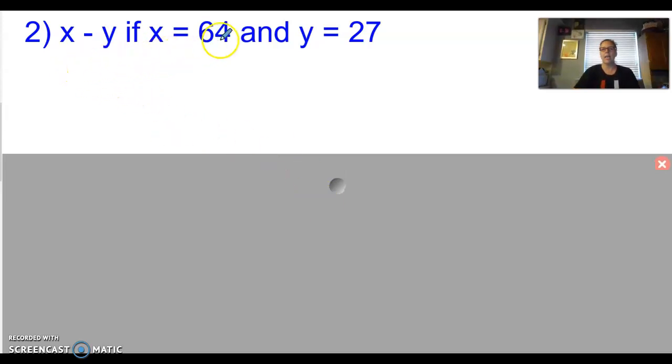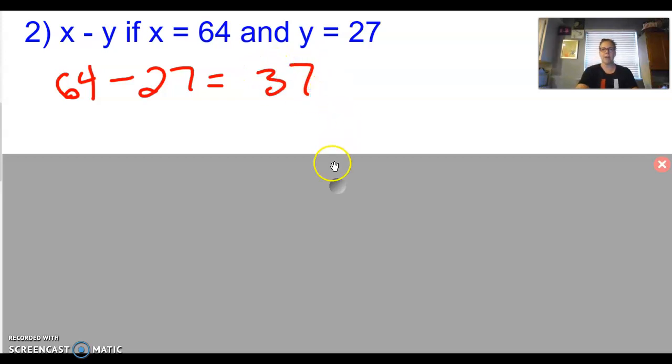X minus Y, if X is 64, so this is really 64 minus 27. 64 minus 27. So see if you can do that. 64 minus 27 is going to give us 37.